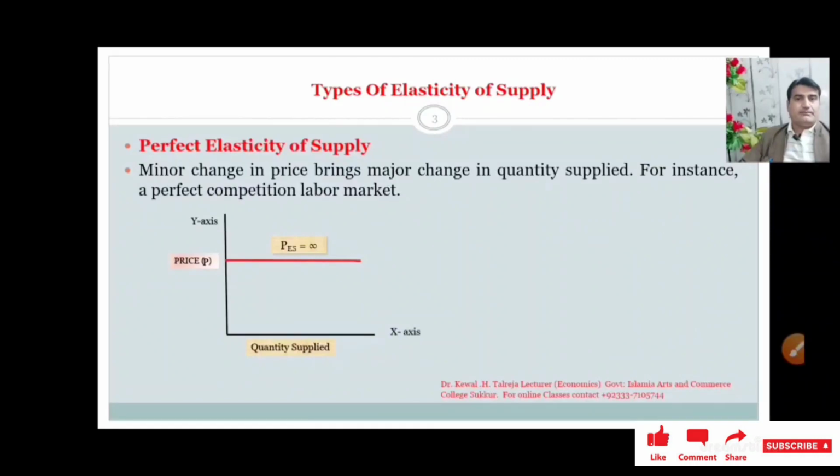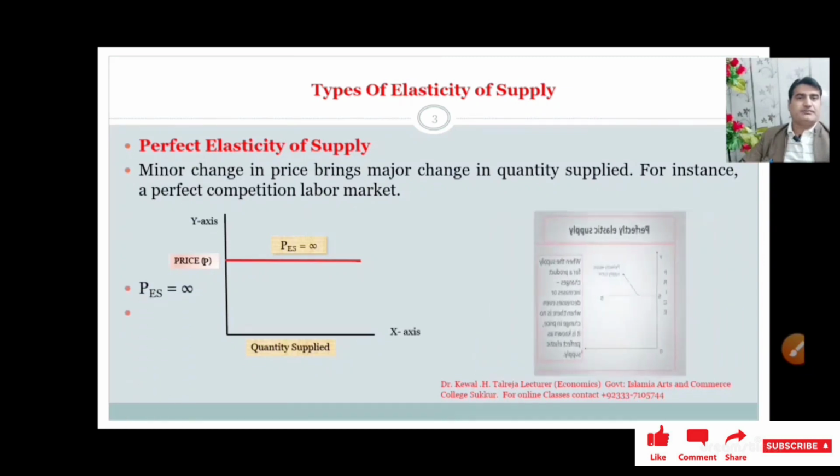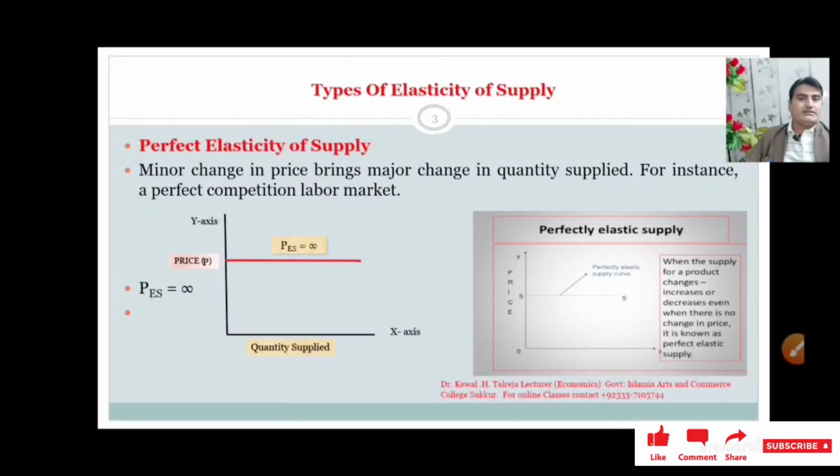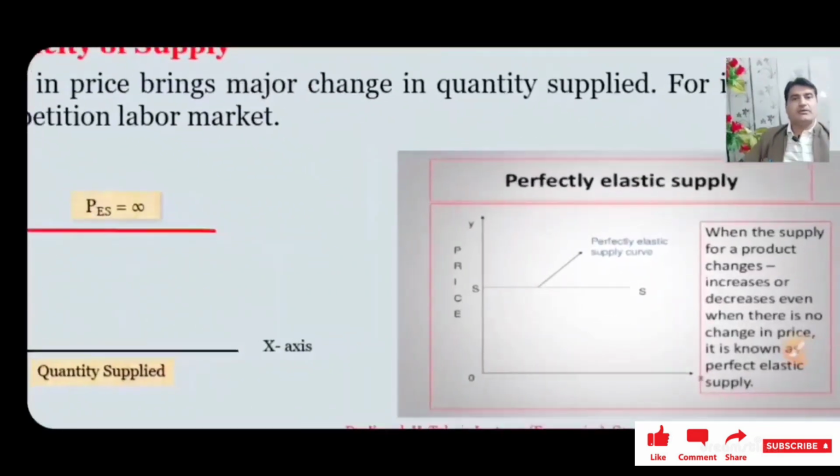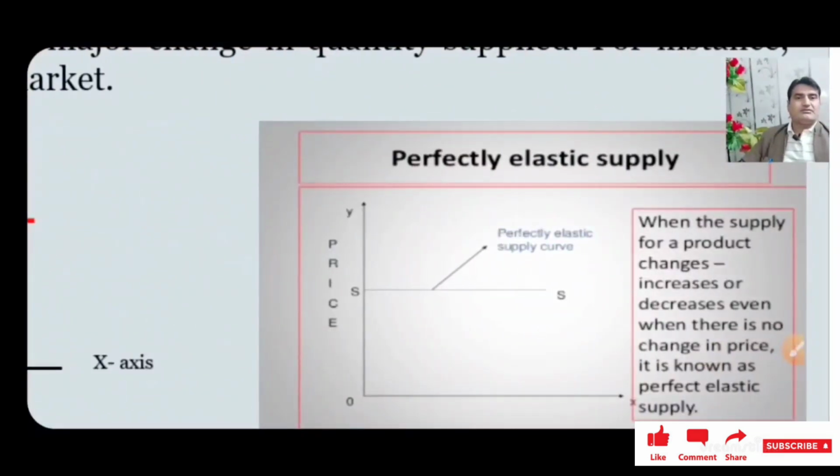Perfect elasticity of supply. Perfect elasticity of supply means a minor change in price brings a major change in quantity supplied. For instance, a perfectly competitive labor market. Under perfect elasticity of supply, the price elasticity of supply is equal to infinity. Or perfect elasticity of supply can be explained as when the supply for a product changes, increases or decreases, even when there is no change in price. It is known as perfectly elastic supply.